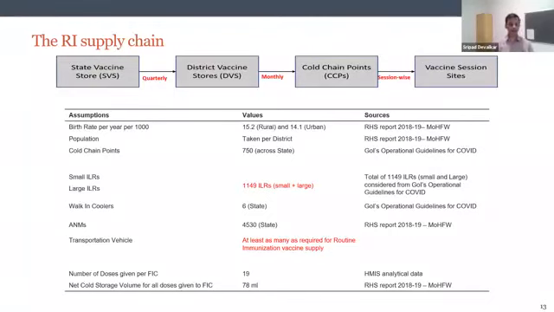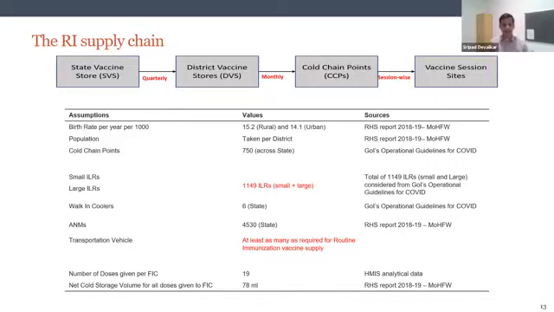And in total, across both small and large ILRs, there were a little less than 1,200 ILRs in the state of Punjab, which are used for routine immunization and which could also be used for COVID vaccine delivery. Walk-in coolers are large cold storage units, which are typically used in state vaccine stores. And there are 6 available in the state of Punjab. And ANMs, who are the vaccinators or the auxiliary nurse midwives, there were about 4,500 of them in the state of Punjab.